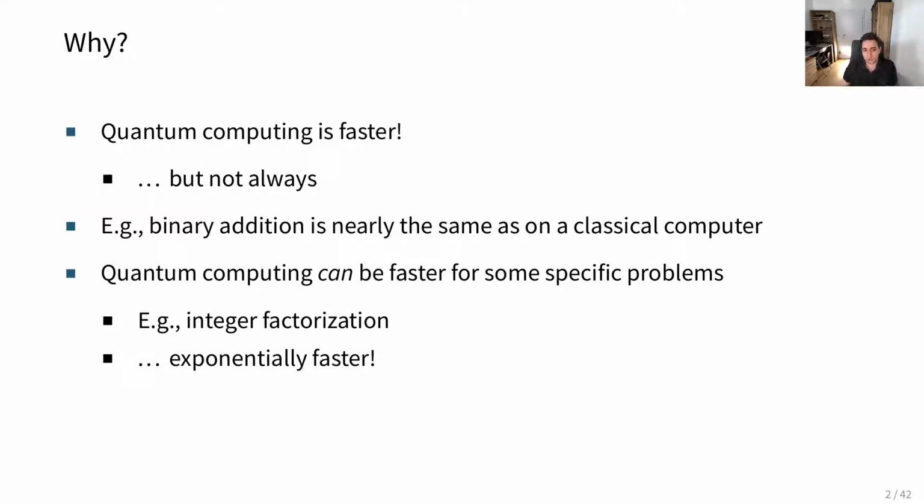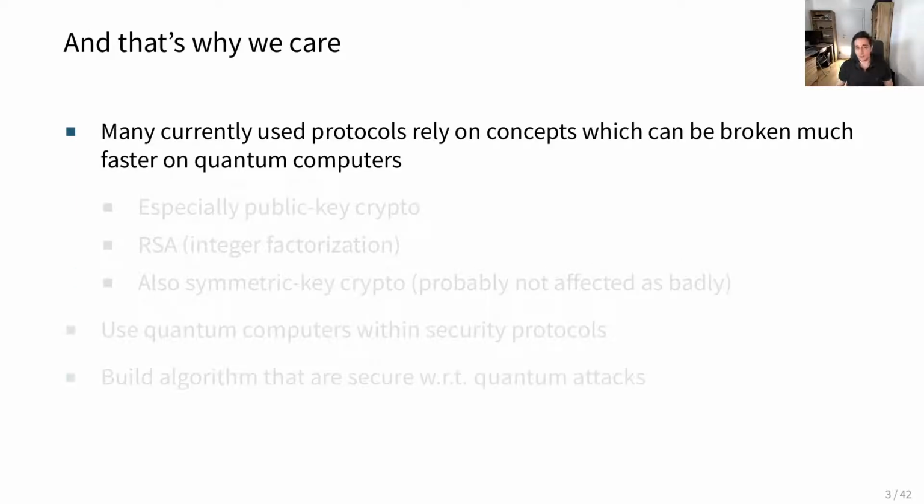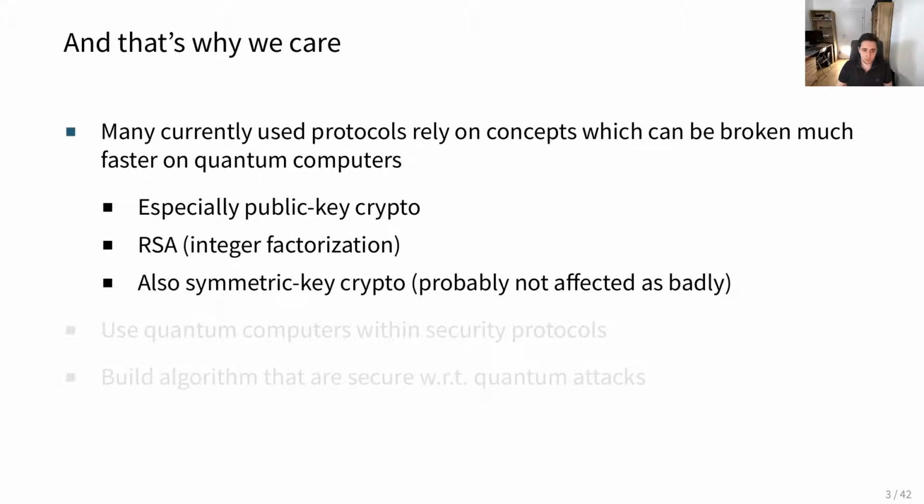Okay, so this is a motivation, and we know that a quantum computer can be exponentially faster for some algorithms. This is exactly why we should care, because many currently used protocols rely on concepts and underlying strategies which can be broken much faster when we use a quantum computer. This is especially true for some public key crypto schemes, for example RSA, but it's also true for symmetric key crypto schemes.